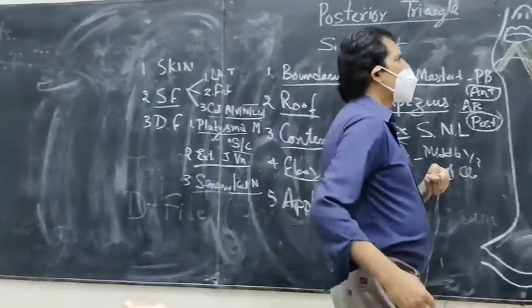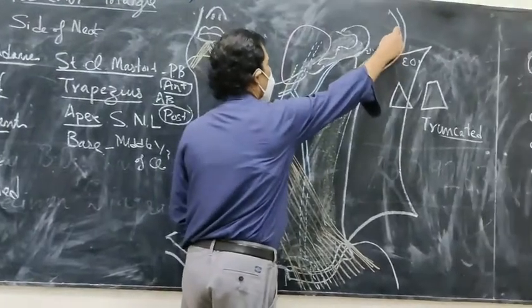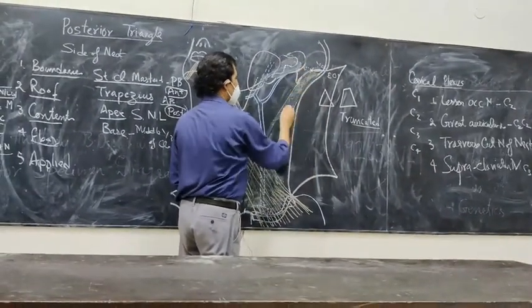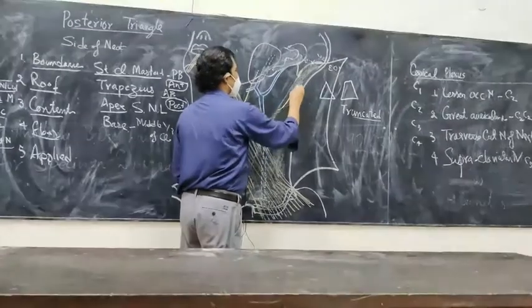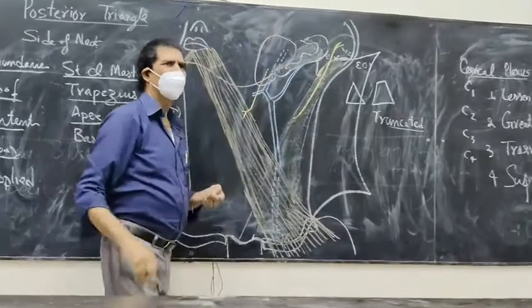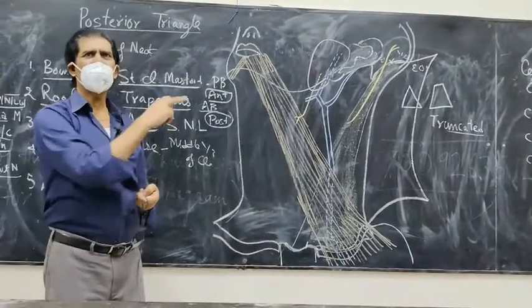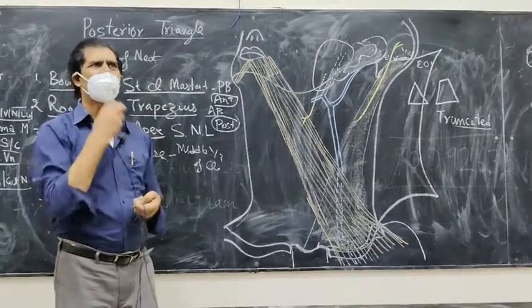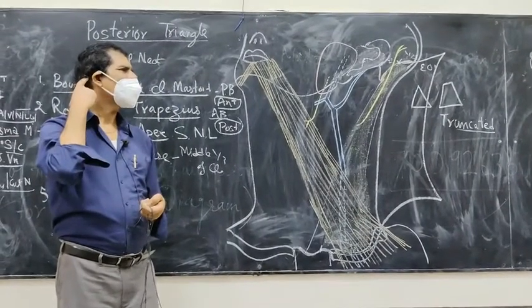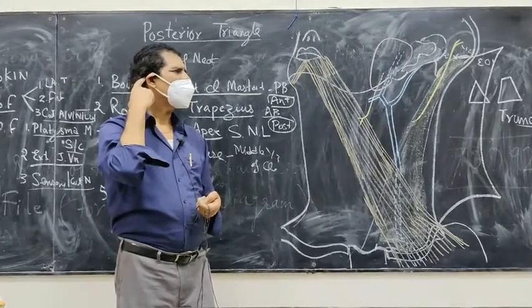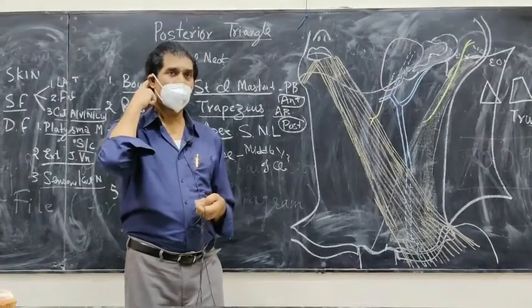So above the mastoid process, this is the occipital bone. The skin covering of it will be supplied by this. So this is how you have to make the diagram. Starting from the posterior triangle, this nerve runs vertically upward and supplies a smaller area of the skin behind the ear, covering the occipital bone.